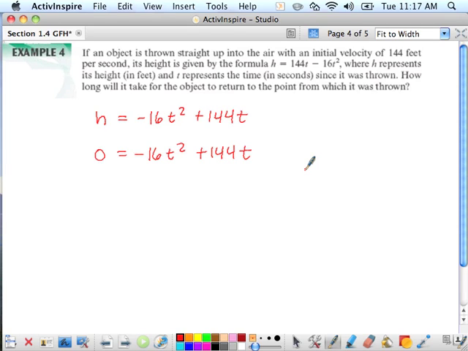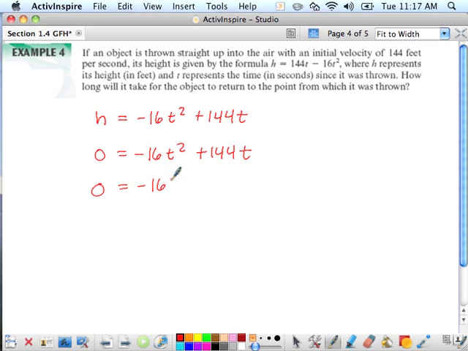Any ideas? We could complete the square. We could see if it's divisible by 16. It is. So there are tons of ways we could do this. So you guys want to solve it by factoring? Is that what you're telling me? Is that okay? Okay. So when we factor it, would you guys like to factor out a 16 or a negative 16? Negative 16.